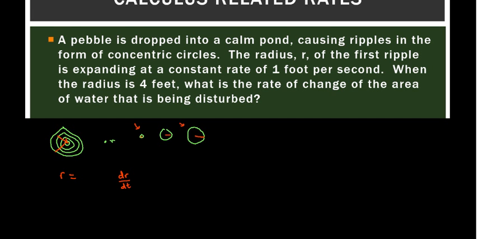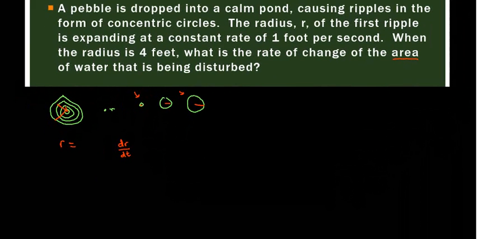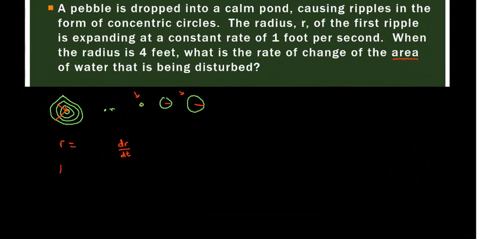Alright. The next thing I see is area. So we do have area also, another variable. And as the circle gets bigger, the area definitely changes also. So there is a dA dt. I think that's all the variables we have in this one, the radius and the area. Do they tell us anything else?